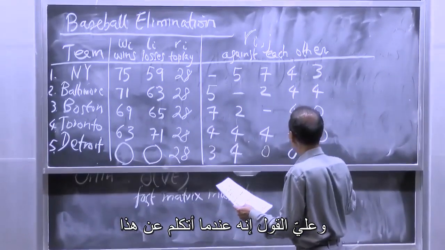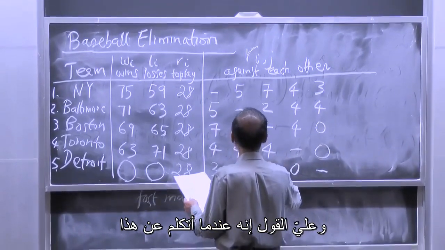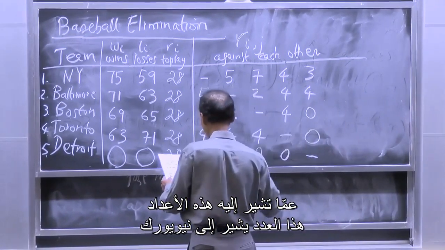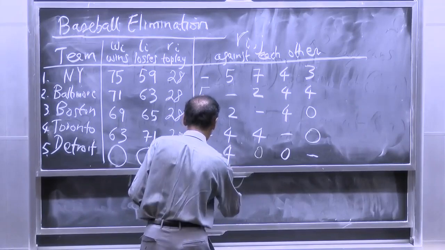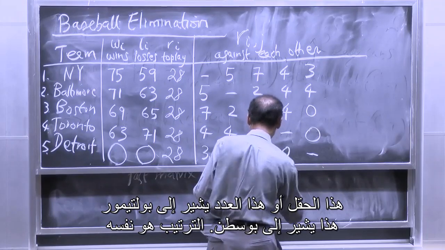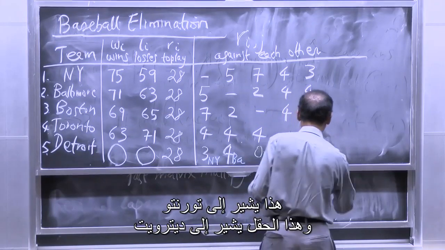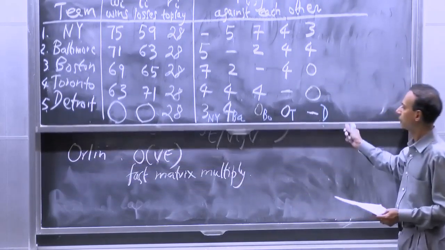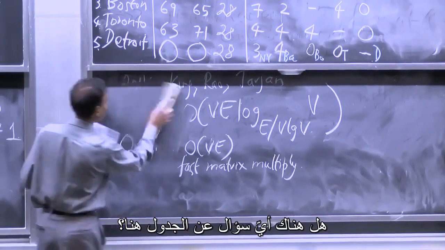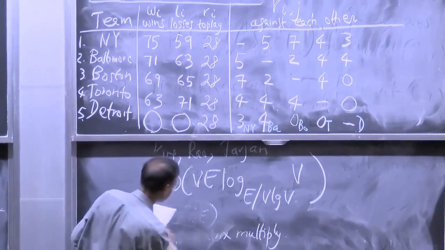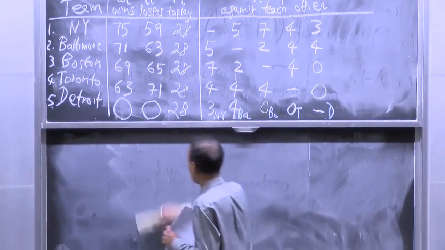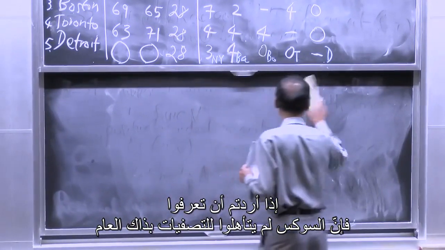And I should say that when I talk about this, what are these corresponding to? Well, this corresponds to NY. This column corresponds to Baltimore. This corresponds to Boston, same order. This corresponds to Toronto. This column corresponds to Detroit. Okay? So otherwise, it's underspecified. Any questions about the table here? If you want to know, the Bo Sox did not make the playoffs that year.